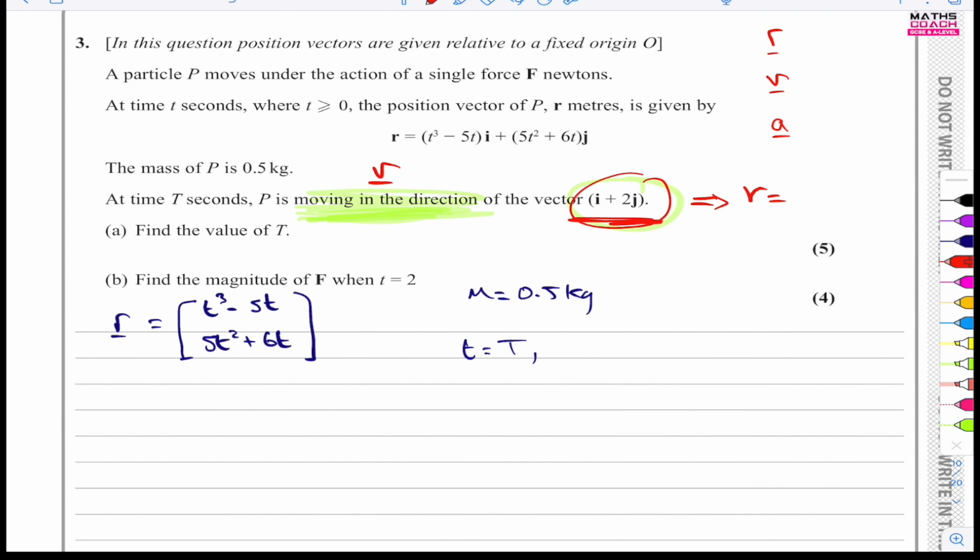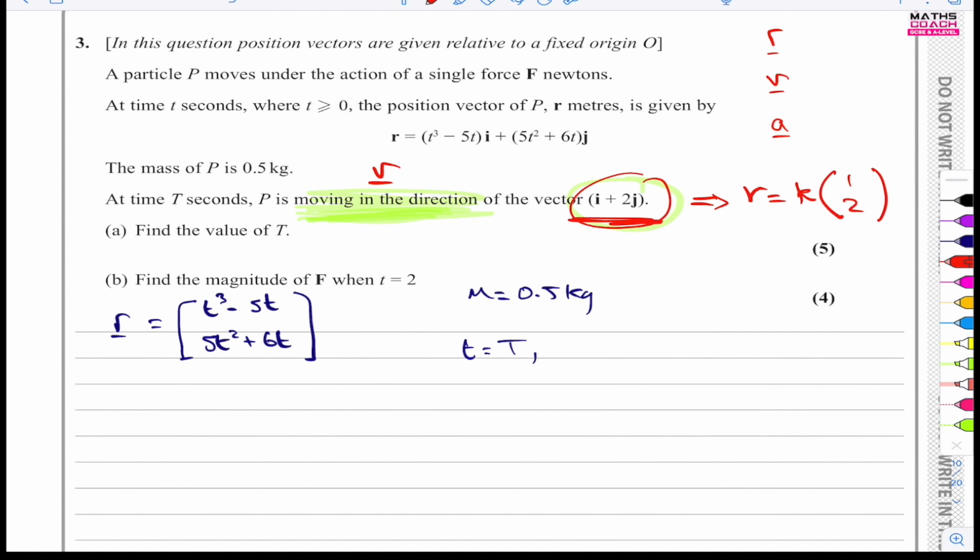If two vectors are parallel, it means that they're a constant multiple of another vector. So v therefore has to be, let's use k as a constant, k times the vector it is parallel to, which is (1, 2). So i plus 2j in column form is (1, 2). So find the value of t.